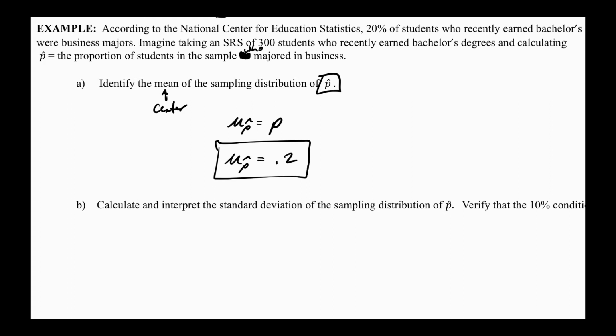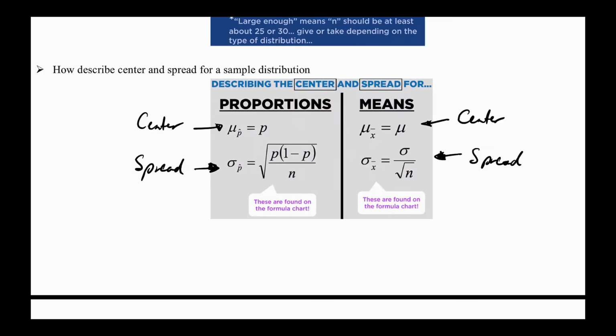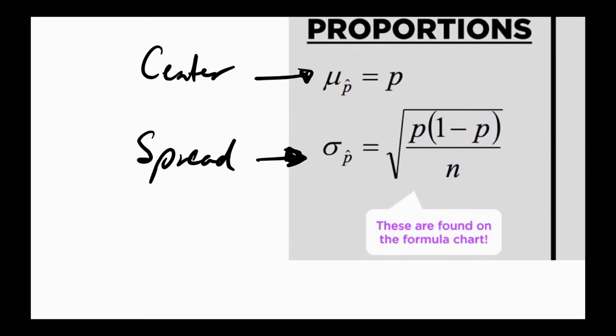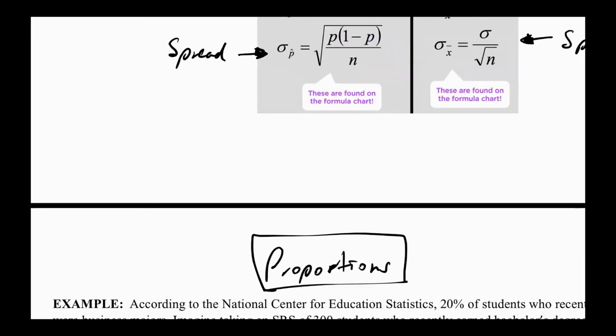Letter B: calculate and interpret the standard deviation of the sampling distribution of p hat. Okay, so standard deviation refers to spread or variability. So we're going to go back up here. Now we're going to use the second one. The standard deviation of all those p hats. How much variability is there? That's what we're going to calculate right now.